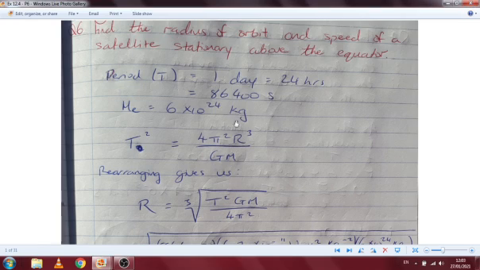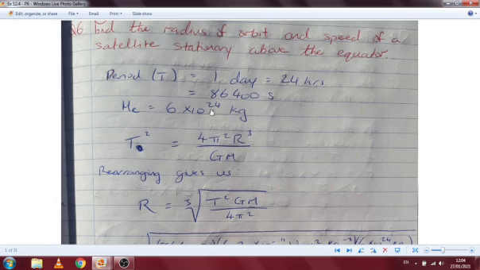On to question 6. It says find the radius of orbit and speed of a satellite stationary above the equator. So again, this is a typical question. The period is 1 day, which is 24 hours. Because it's going around the Earth, it's 1 day, and that multiplied by 60 twice gives you 86,400 seconds.